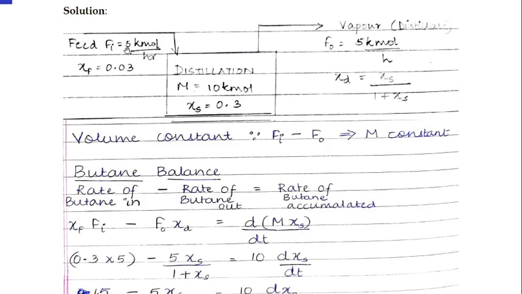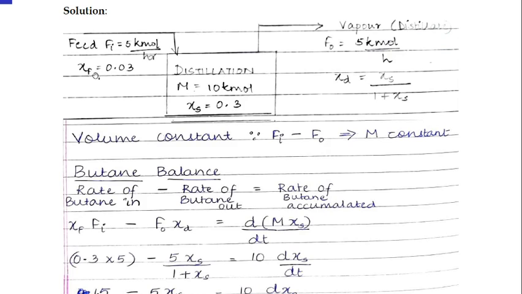a mass flow rate. In simple terms, it is Fi minus F naught will be equal to d by dt of m into rho. Alright, so if you assume that rho and V both remain constant here, then Fi will be equal to F naught. Even though it is not given, we can make an assumption since the volume remains constant.